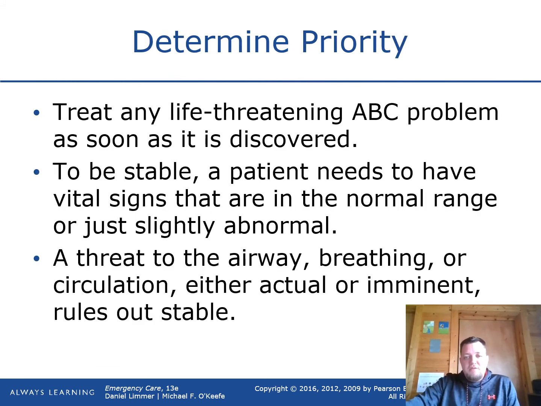Okay. So to determine our priority, we're going to treat any life-threatening ABC problems as soon as they're discovered. Such as, if they need an airway, we're going to place an airway. We're going to open their airway. If they're not breathing or their breathing is inadequate, then we're going to start breathing for them. If they have a circulation problem, we're going to fix that by providing CPR. So we need to fix those things. Circulation also has bleeding in it, so we're going to fix the bleeding.